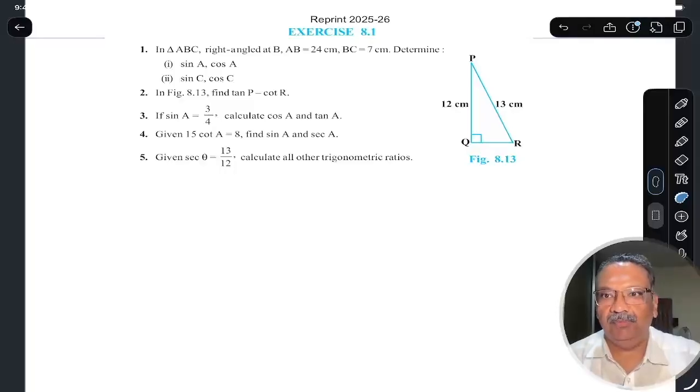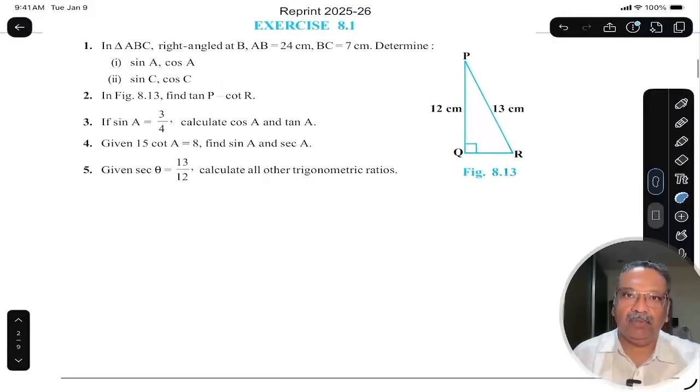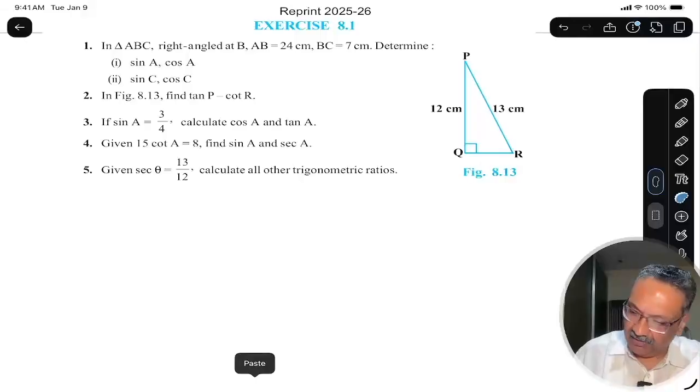In this video we will be solving questions of exercise 8.1 of NCERT textbook. Exercise 8.1 trigonometry questions and solve maduva. Let us straight away start with the first question. First question alli ಏನು ಹೇಳ್ತಾ ಇದ್ದಾರೆ, question number 1.